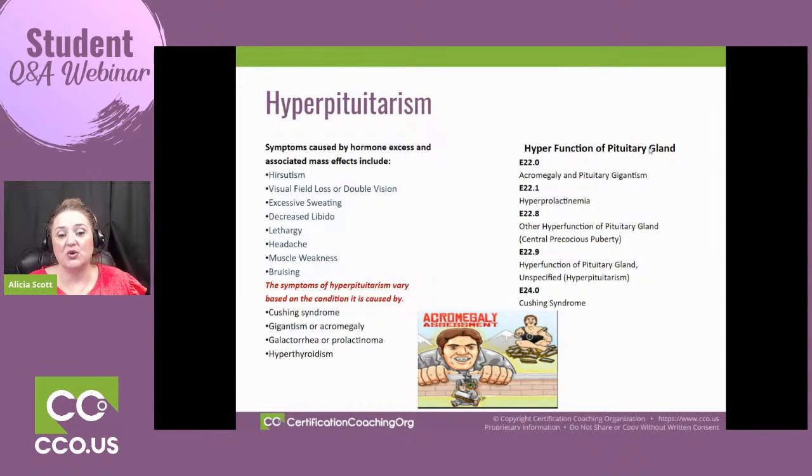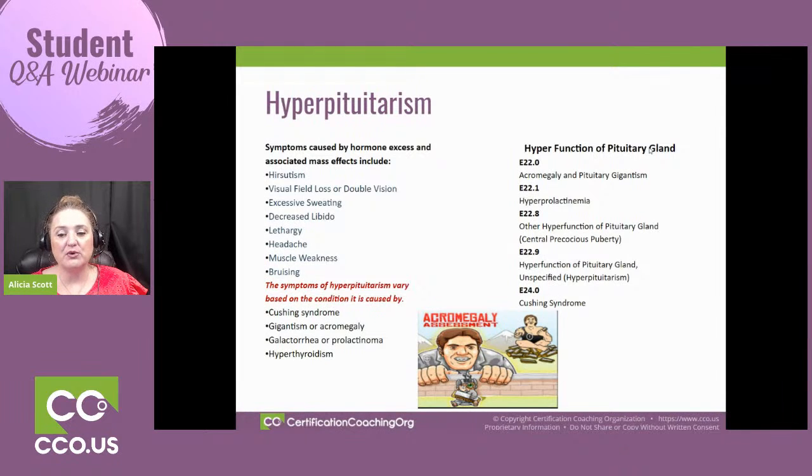And unless they go in and take care of the pituitary gland, or whatever gland is being affected, thus it's endocrinology, because that's glands. Then let's see, hyperfunction of pituitary gland. The codes that you're going to be aware of is E22. And these that we already mentioned, the acromegaly and pituitary gigantism, is .0.